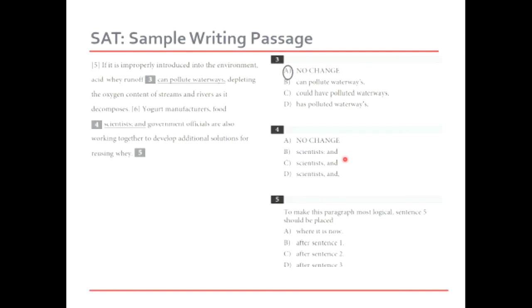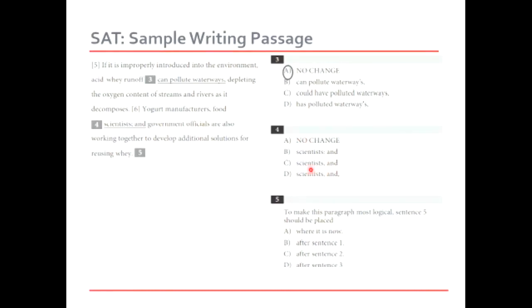Guys, please remember, a colon always connects an independent clause with a dependent clause. An independent clause which is later explained with the help of a dependent clause. So over here, a colon does not make sense. Like I mentioned, these are the people who are trying to find solutions for reusing whey. So we do not need to put a colon over here.